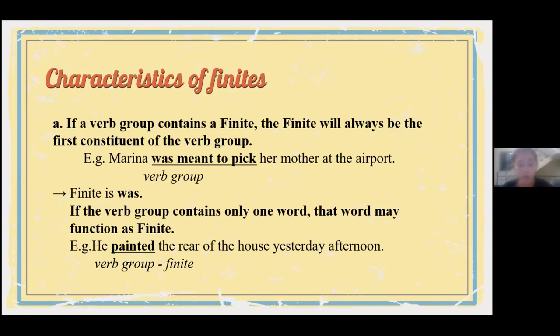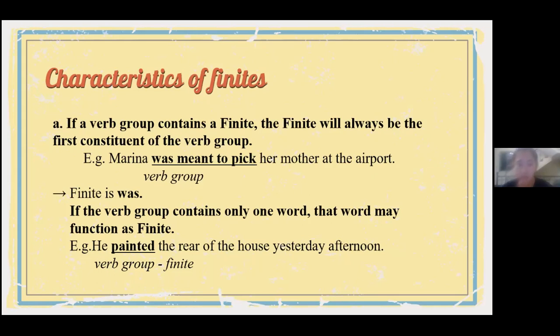So what are the characteristics of finites? Firstly, if a verb group contains a finite, the finite will always be the first constituent of the verb group. For example, Marina was meant to pick her mother up at the airport. So was meant to pick is a verb group, and the finite is the first constituent. It is was.